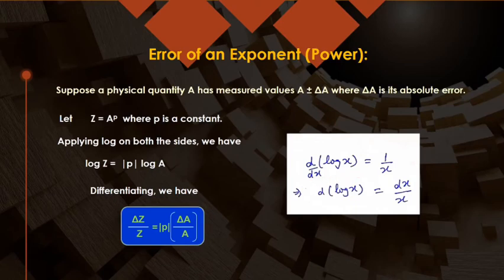So applying this, I take log on both the sides, then I will get log of z equals p log of a, and when you differentiate, you get delta z upon z, where in place of dx I am writing the delta value. Delta means small change. Delta z upon z equals p, the constant as it is, and here the derivative of log a will be delta a upon a. So this is one very important formula. When the powers are given, only this one formula for derivative you have to keep in your mind.